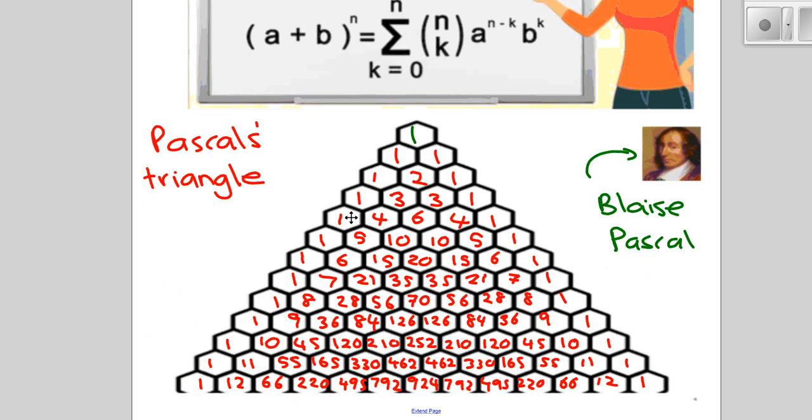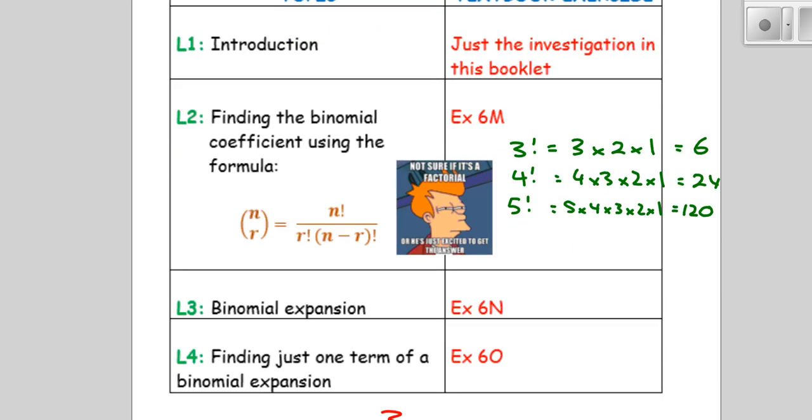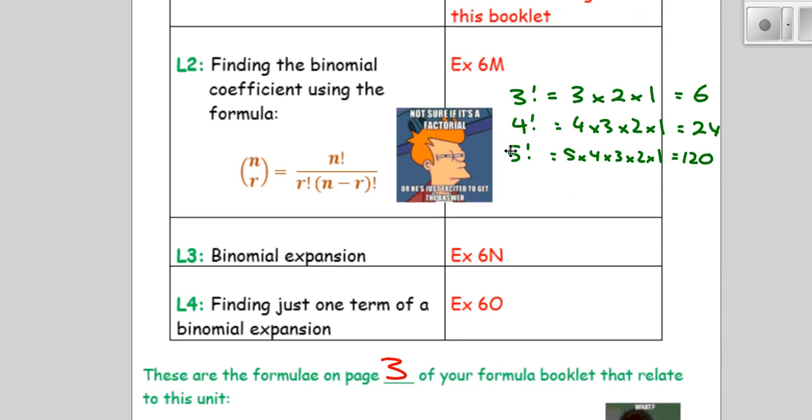And so on. So last lesson we saw a few patterns in Pascal's triangle. We talked a little bit about factorials. We might be talking a bit about factorials today too, and to do with this funny formula. Can you remember, 3 factorial represents 3 times 2 times 1, 4 factorial, 4 times 3 times 2 times 1, and so on, 5 factorial.